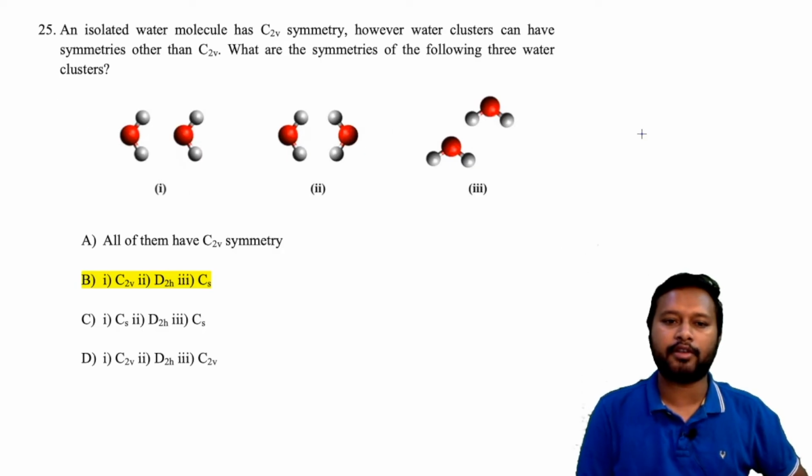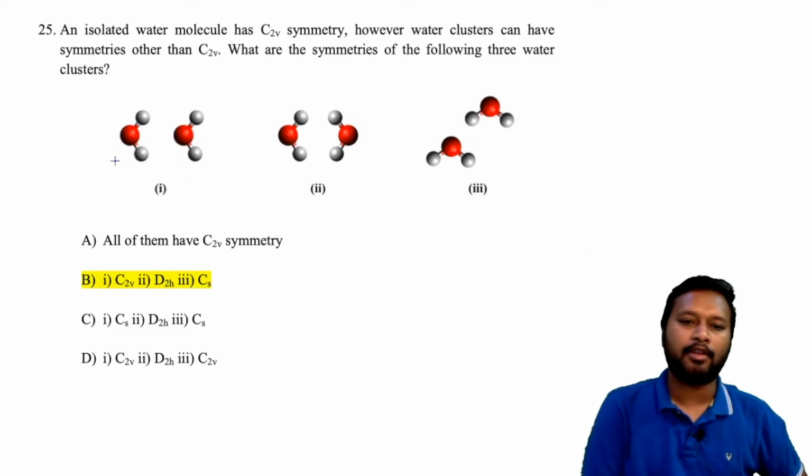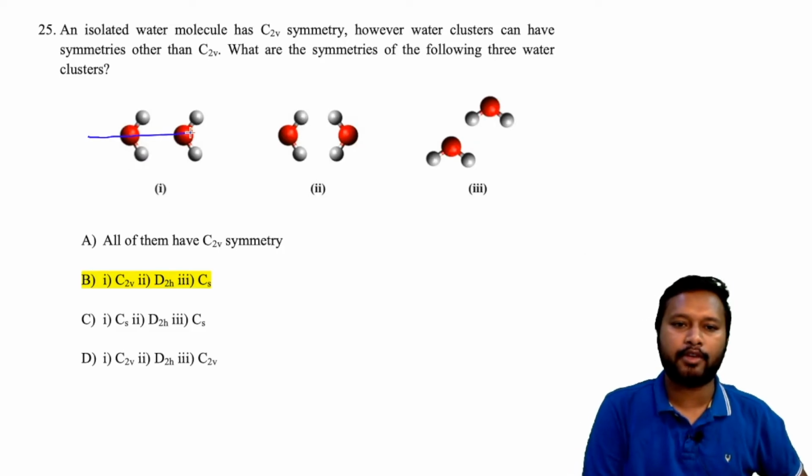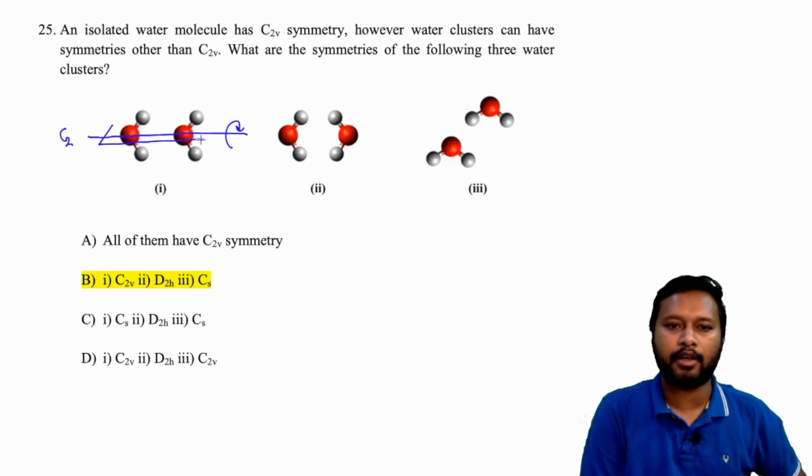So these are the water clusters which are given to you. You have to tell what are the other symmetries which you have. So the first one is pretty simple. You can see that you have a C2 axis passing through the molecule like this, and you have vertical planes, one plane going through like this, and the other plane is the screen of your mobile or laptop, wherever you are watching. So the molecular plane itself. So there are two planes. So C2V is the point group for this molecule. Okay, so this will have C2V point group.